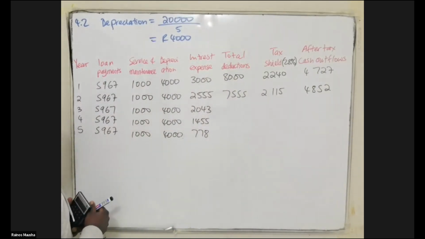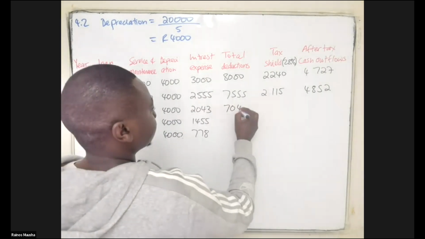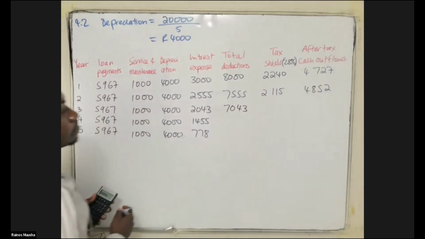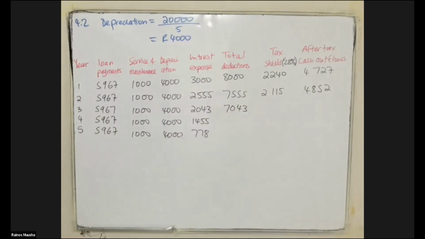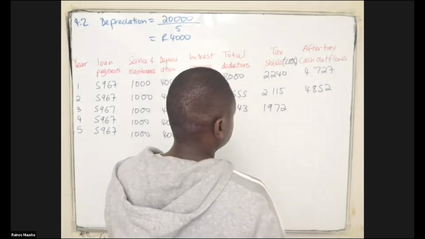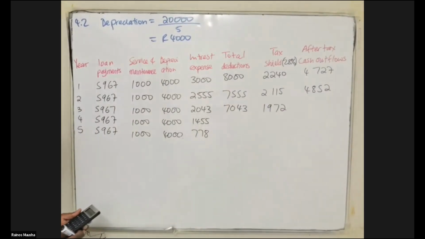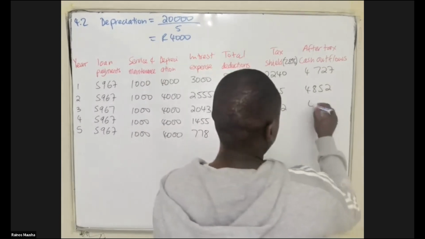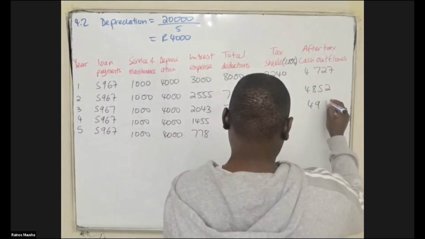Then moving on to year three, our total deductions would be equal to 7,043, and our tax shield will be 1,972, and our after-tax cash outflow would be 4,995.